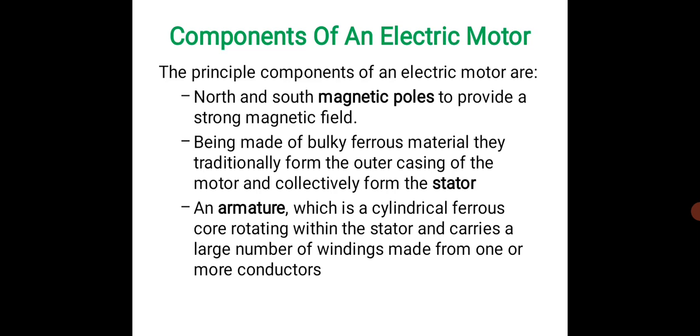So you have north and south magnetic poles which will provide a strong magnetic field, and it is made up of bulky ferrous material. They traditionally form the outer casing of the motor, and collectively it is called a stator. An armature, which is a cylindrical ferrous core rotating within the stator, will carry a large number of windings which are made from one or more conductors.